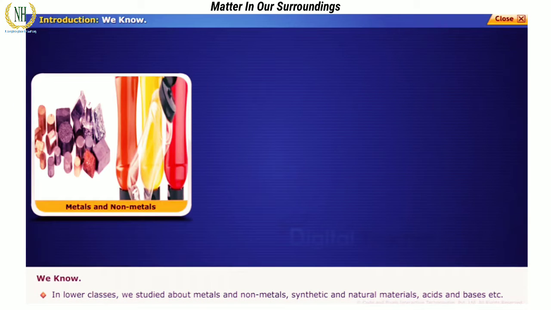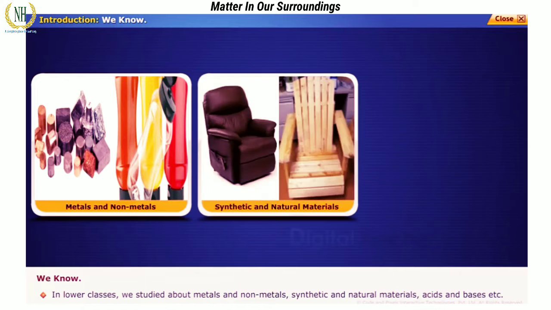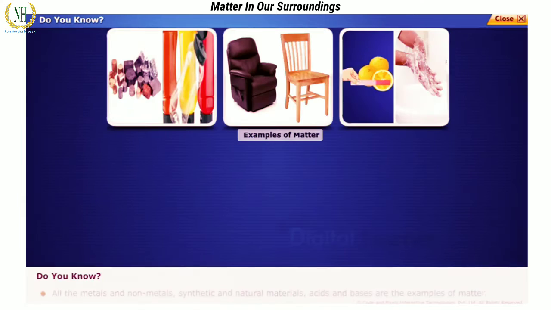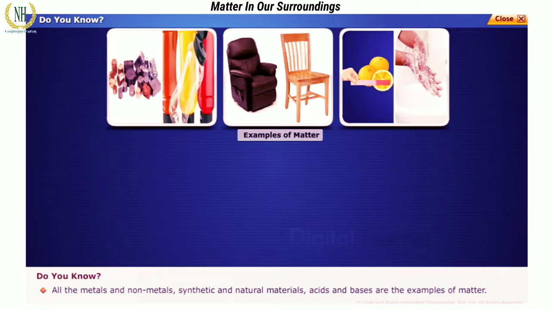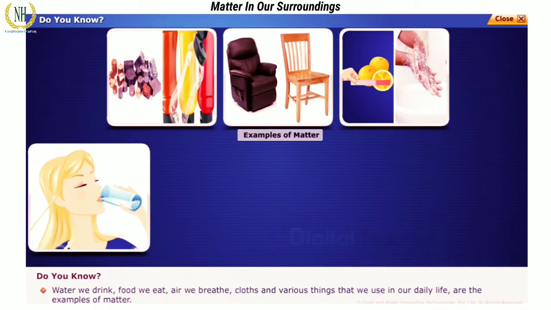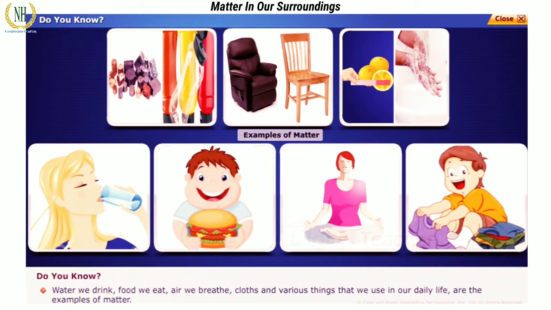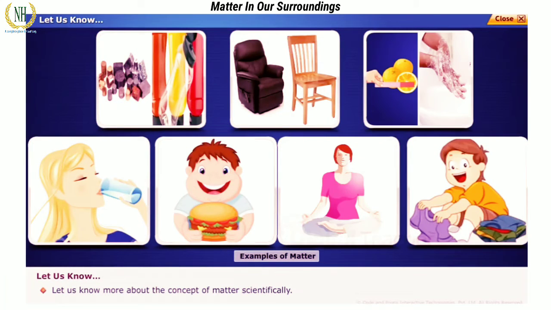In lower classes, we studied about metals and non-metals, synthetic and natural materials, acids and bases, etc. All the metals and non-metals, synthetic and natural materials, acids and bases are the examples of matter. Water we drink, food we eat, air we breathe, clothes and various things that we use in our daily life are the examples of matter. Let us know more about the concept of matter scientifically.